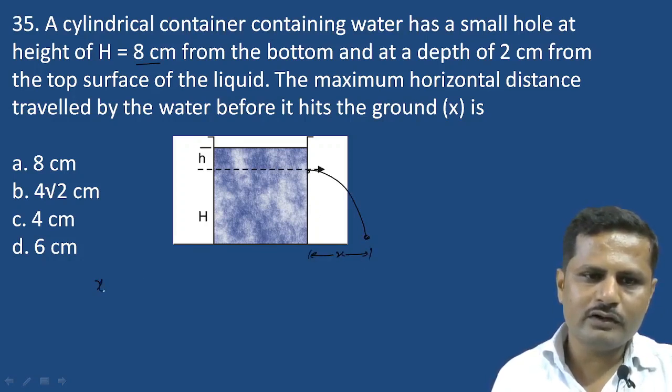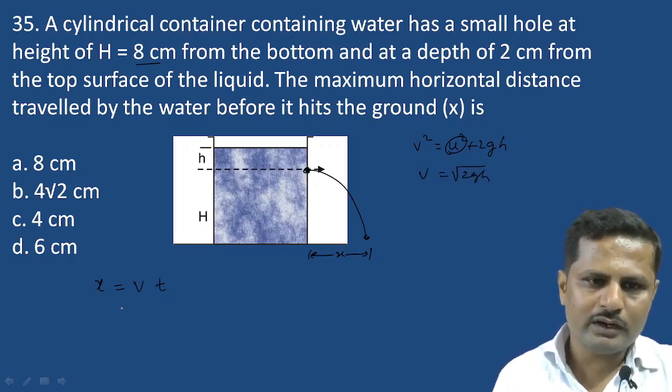So we know that distance is equal to velocity into time. Here the velocity of the liquid, or speed of efflux, we need to find out. The speed of efflux: v square is equal to u square plus 2g height of the liquid from this point. This is h. Here the initial speed of the liquid is 0, so v equals root 2gh. So the speed of efflux is root 2gh.